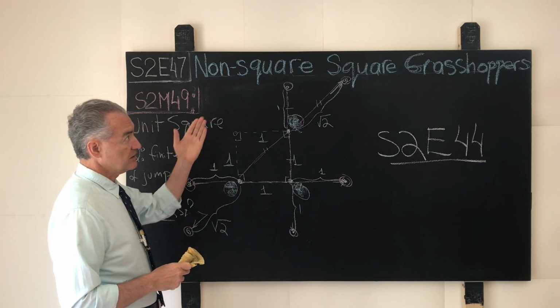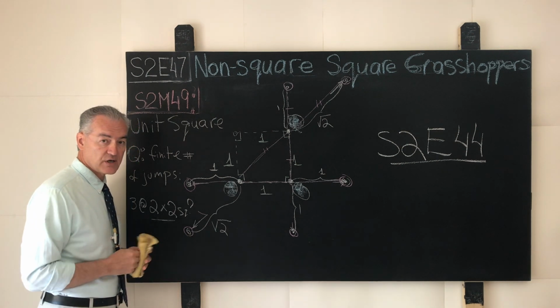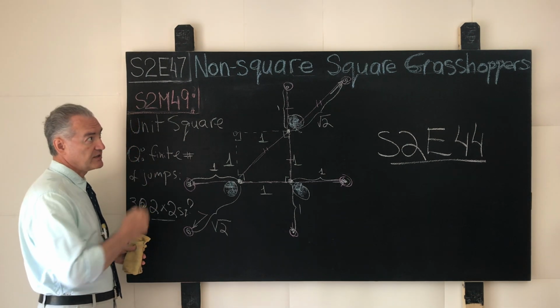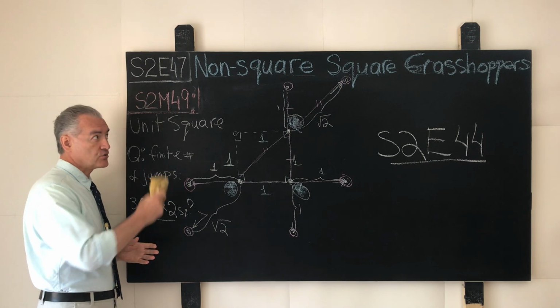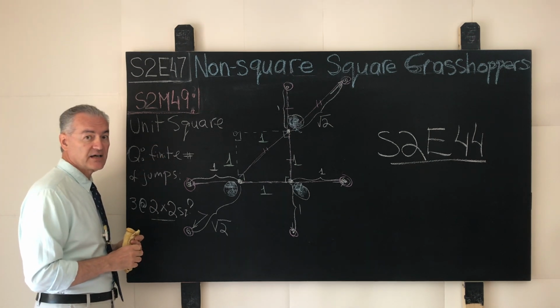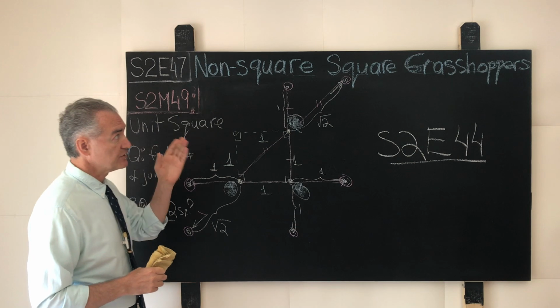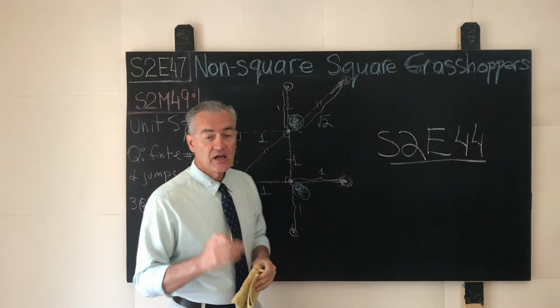We have to make that choice and we have to decide what is the outcome. But again, the viewers who are the regular customers on our channel already understand that the hint to the answer of this problem is precisely in the title of this episode: non-square square grasshoppers.